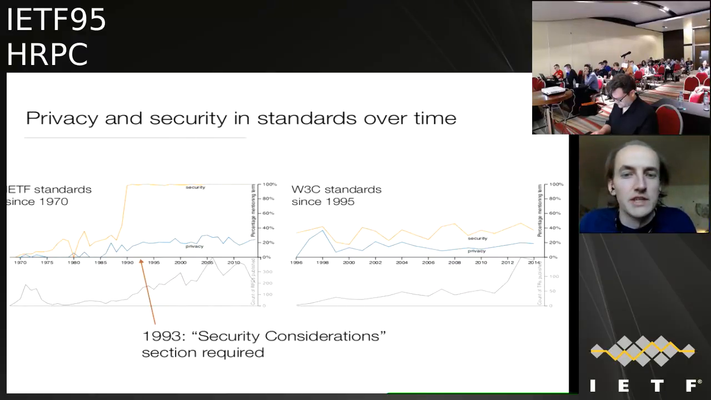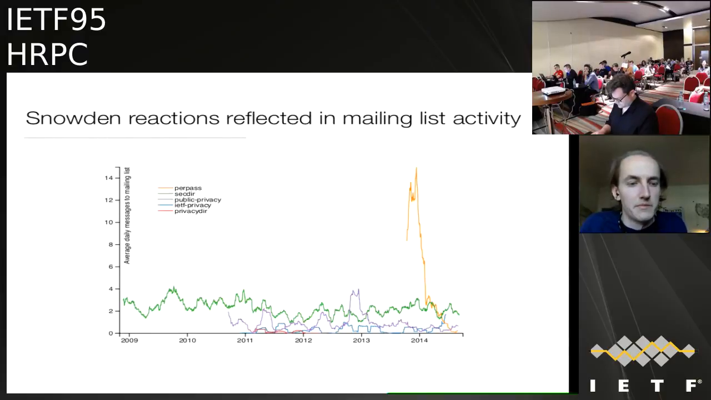So this is code that's available on GitHub if you want to look at it, but we can very quickly study all the RFCs or all the W3C TRs. Mailing list activity shows interesting things after the Snowden revelations, for example, on the next slide. And finally, there's some ability to use social network analysis.